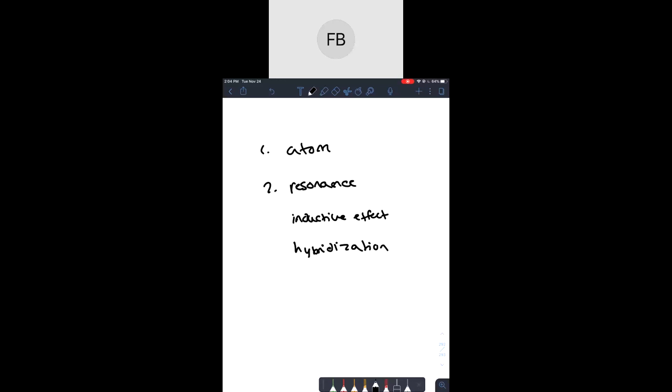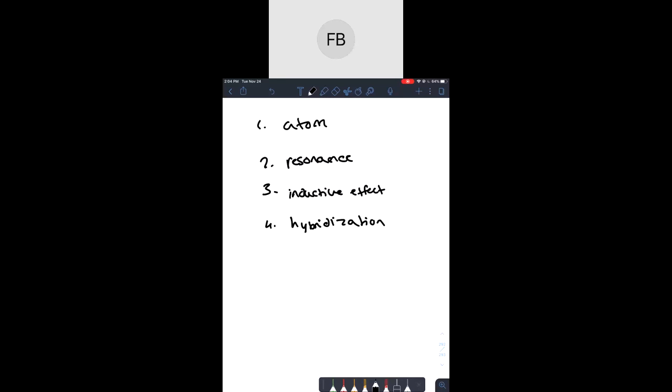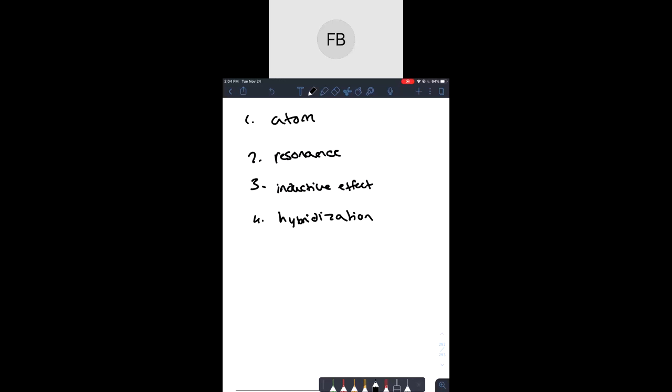Third most important. Where are we? Oh yeah. Then okay. So I wrote these in order actually. Okay, that's cool. All right, so these are the 4 factors of acidity in order. And what I'm going to do is I'm just going to go through them and explain.